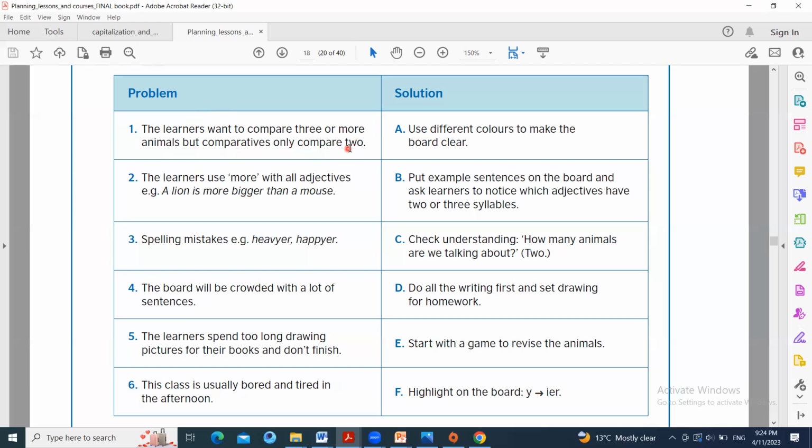You know, here we use the ER or even more, okay? Remember the rule of comparatives, okay, with adjective. Here we can say, yes, the correct answer is checking understanding. How many animals are we talking about? Two.